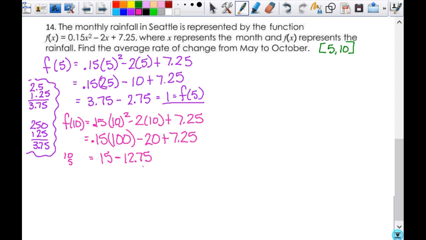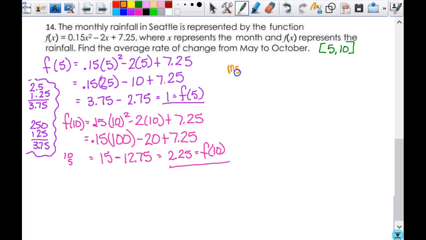So then when I combine these two, I'm going to subtract, and I'm going to take the sign of the larger one, which means it's positive. So 15 minus 12 is 3. Take another 0.75 off, and you get 2.25. And that is f of 10. Okay, so I've got those. Got my pieces. So now I put it all together.